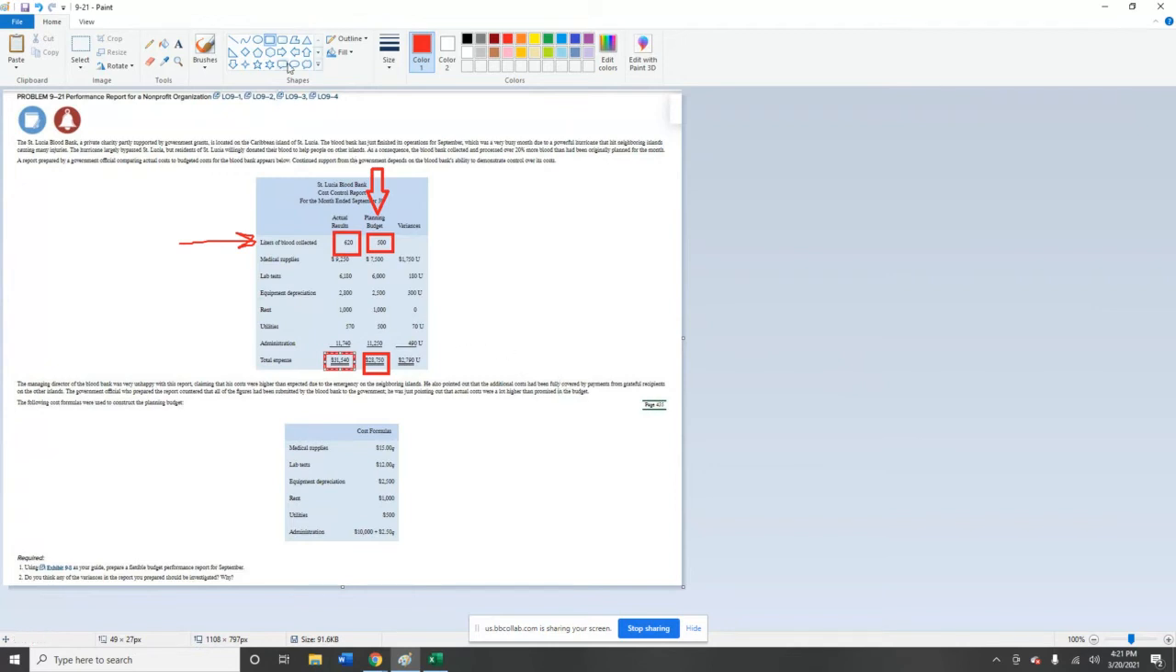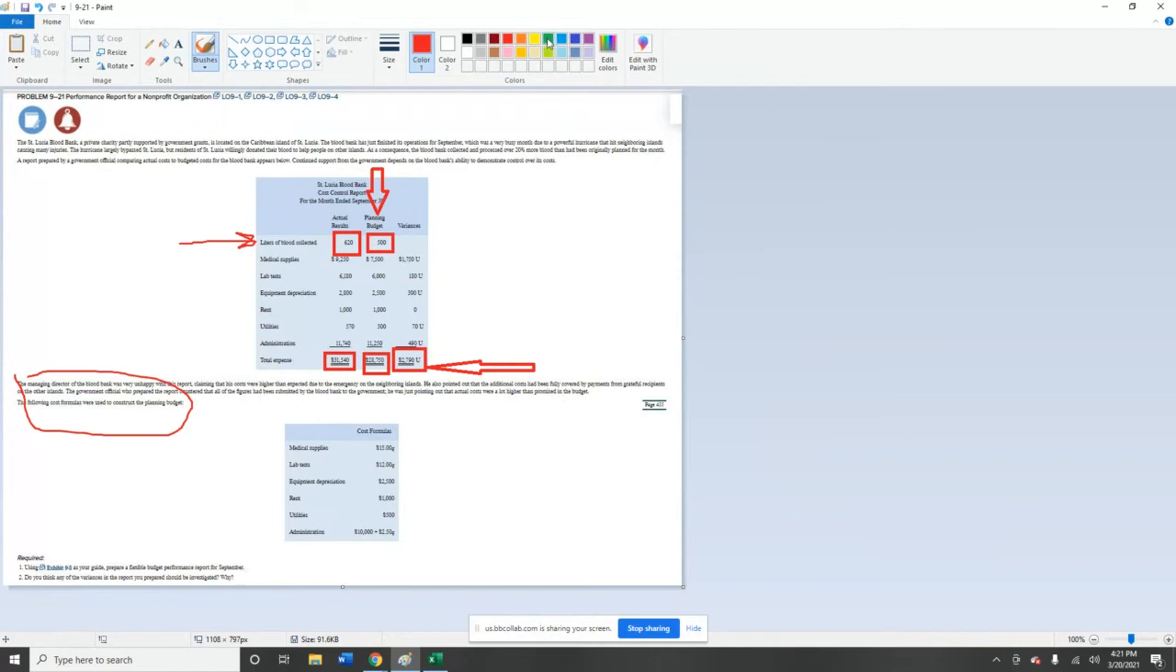So if you just look at the variance from the planning budget to the actual results, right here, they have an unfavorable variance, okay, 2790. So the book kind of says, oh, the director's not happy about this. They go to this little part here, says, oh, they're not happy, and what are we going to do about it?